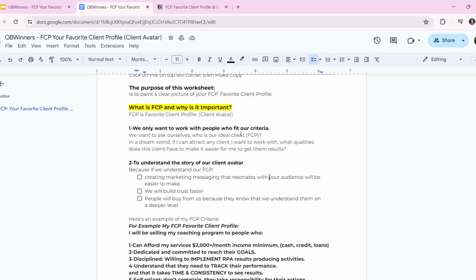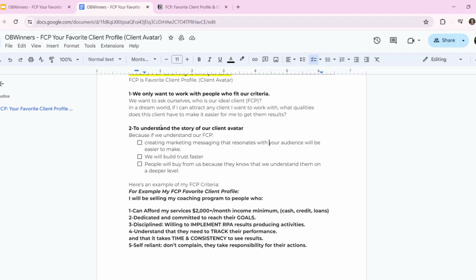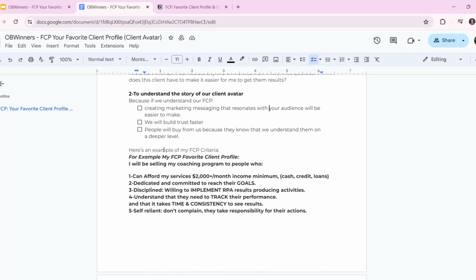I know many people don't talk about this, but I want to create value for you guys. You need to understand your FCP, your client avatar. And we do that because first we want to attract people who we want to work with, and two, because we want to understand their story. So here's an example of my FCP criteria.